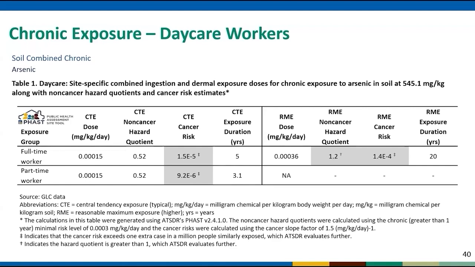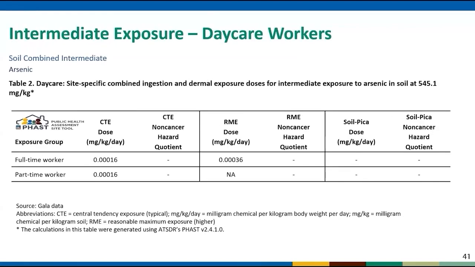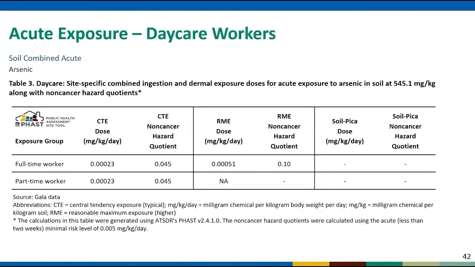I want to point out that for part-time workers, FAST only provides CTE results because we could not find reliable estimates for RME exposure parameters for part-time workers. On this slide, we have the results table for the intermediate exposure for daycare workers. Again, there is no hazard quotient calculated for intermediate exposure because there is no MRL. This table shows the results for acute exposure for daycare workers. And for acute, it looks like we have CTE and RME HQs that are well below 1.